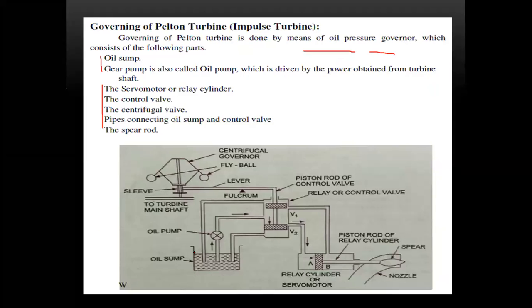So this is a figure of the governor of the Pelton turbine, right? See here how the oil is taken from the oil sump and it is flowing through the piston, cylinder and piston, through to the nozzle. This is the spear అన్నమాట, right? The spear is moving to and fro. ఇక్కడ స్పియర్ టు అండ్ ఫ్రో మూవ్ అవుతుంది.